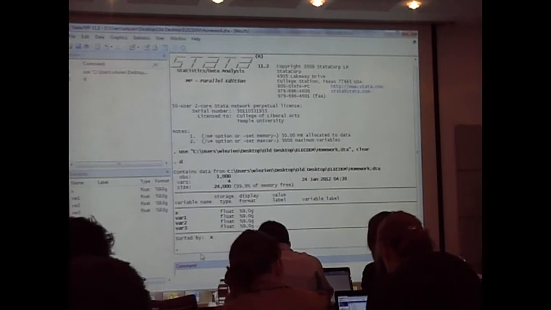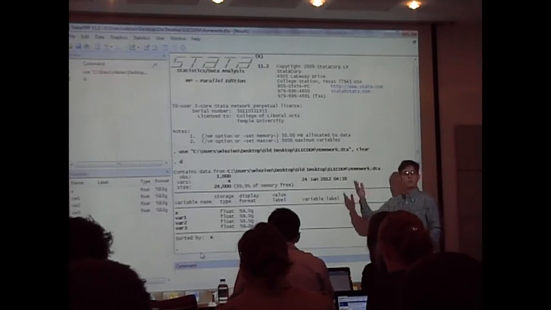At any rate, what do we want to do? Let's start with variable one. What are we wanting to do? What do we want to see? What do we do first with variable one?